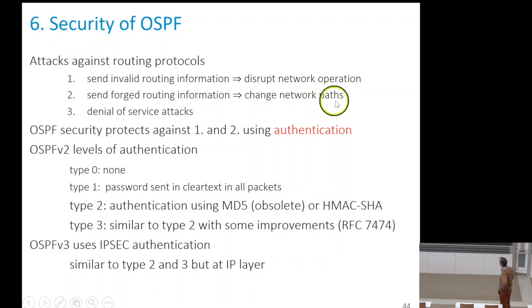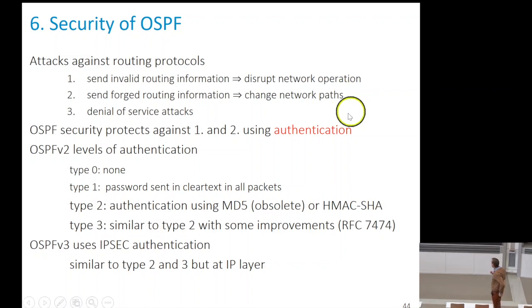But more severe, you might change the network paths to force the traffic to go to some place where you could do some deep packet inspection, for example, to acquire some information, hoping that some of the things are not encrypted or are using weak encryption that you can break.